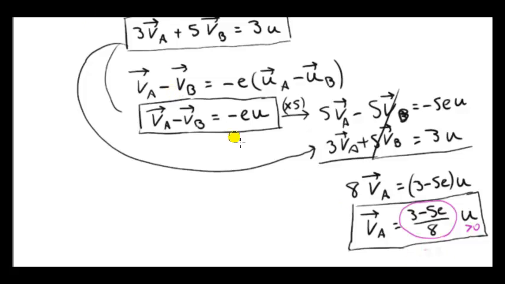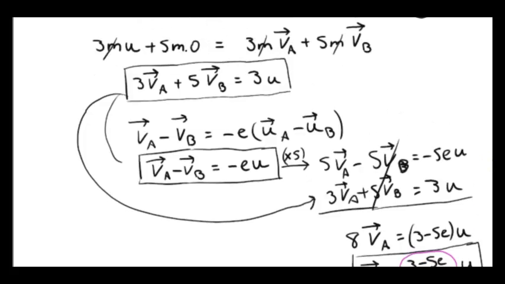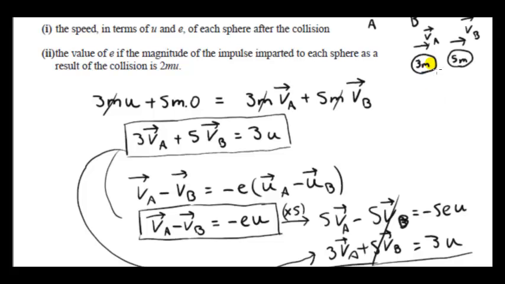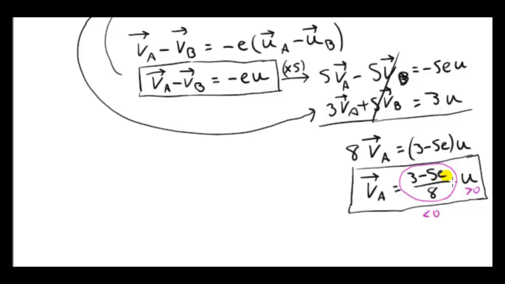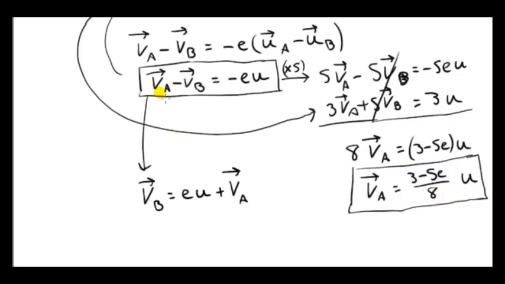Depends on what e is. So if the thing in front of you is negative, well then VA is going to be negative. So in that case, sphere A is going to rebound and move to the left. So you see, everything hinges on what e is. Now e is a number between 0 and 1. So we could make all this thing positive if we want by choosing the right values for e, or we could make it negative.